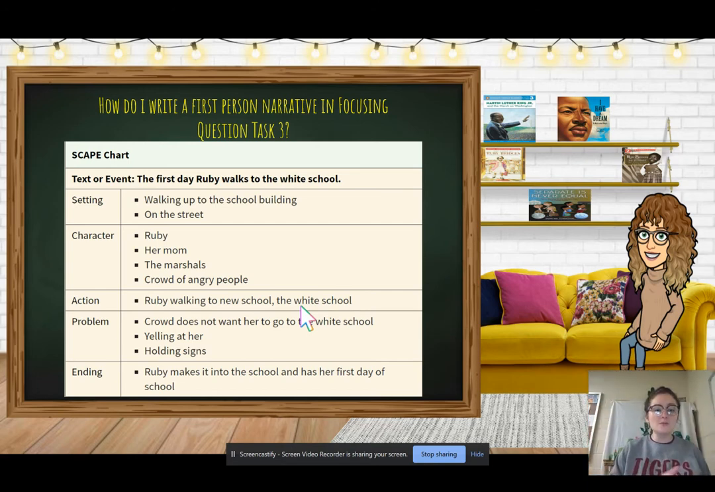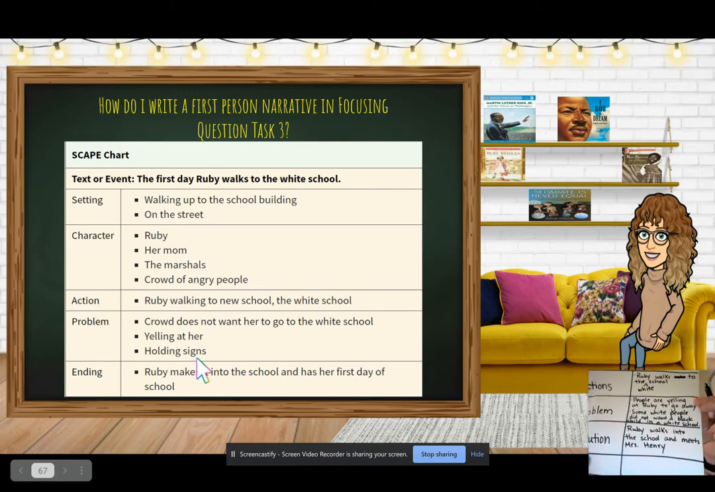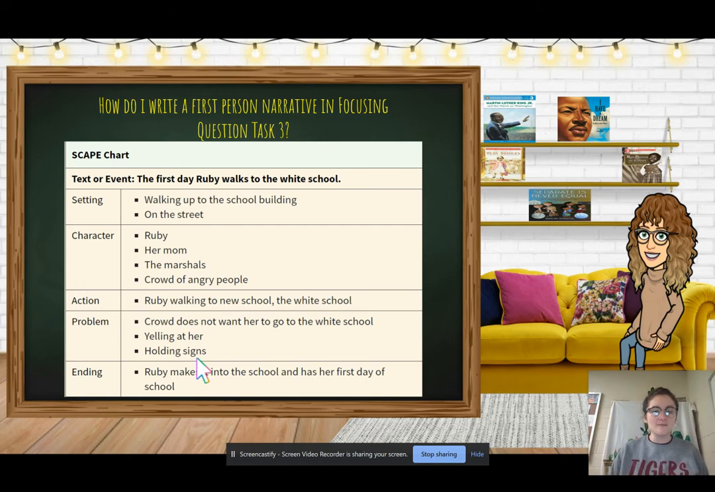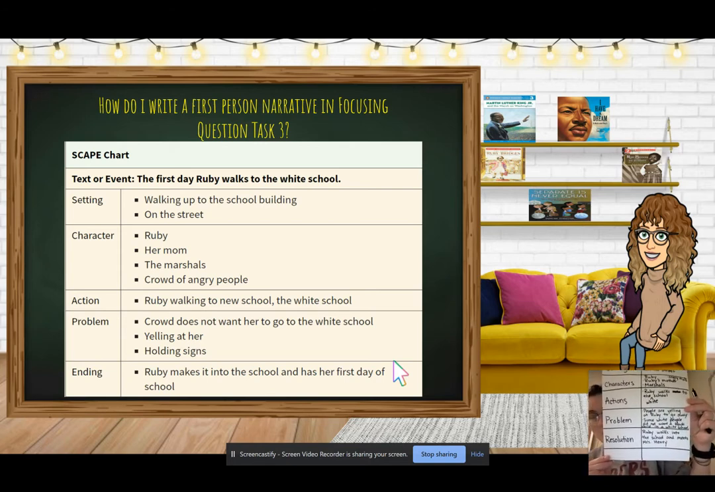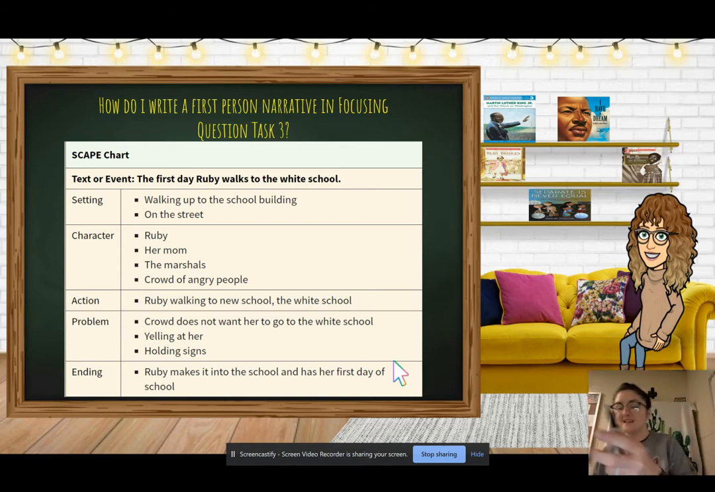The problem is that the crowd does not want her to go to the white school. They are yelling at her and they are holding signs. We said that in our problem too. And the ending, Ruby makes it into the school and has her first day of school. Did we write that for the ending? Yes. She walks into the school and meets Mrs. Henry. All right, so Smarties, you are going to need to keep this chart.